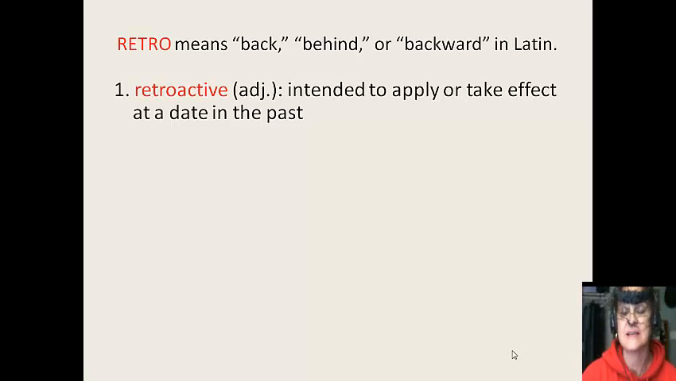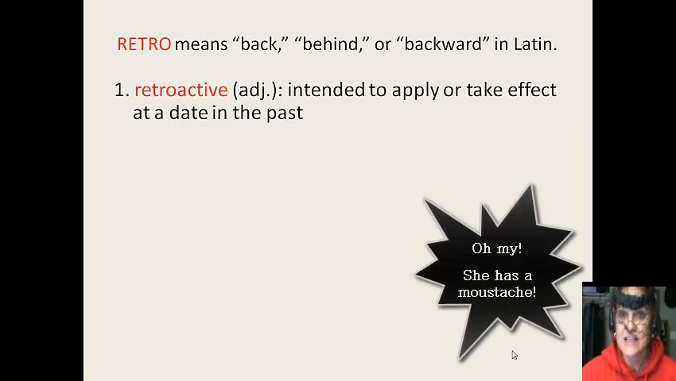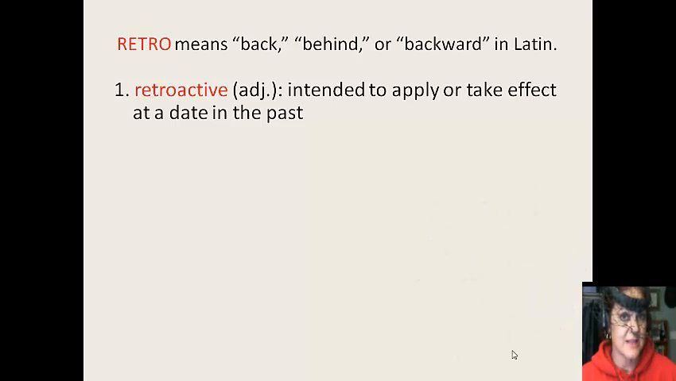On the other hand, if you have a tax person or the government that comes in and says, you had a higher tax rate and it is retroactive to 2011 and it's now 2013, that's not a good thing, because that means you're going to have to go back and pay taxes back until that date. So retroactive is intended to apply or take effect at a date in the past.